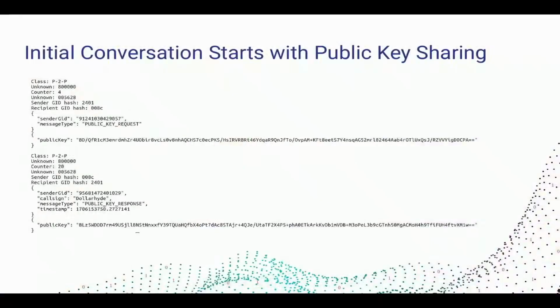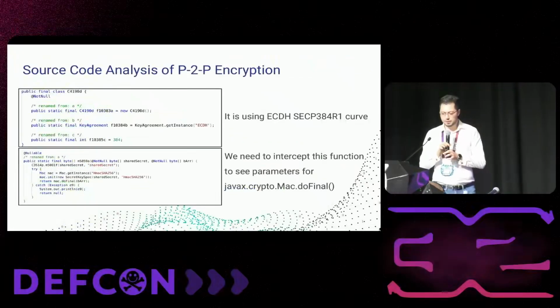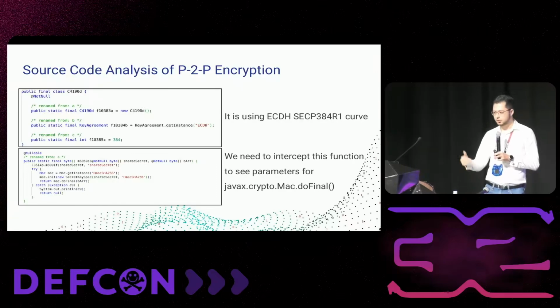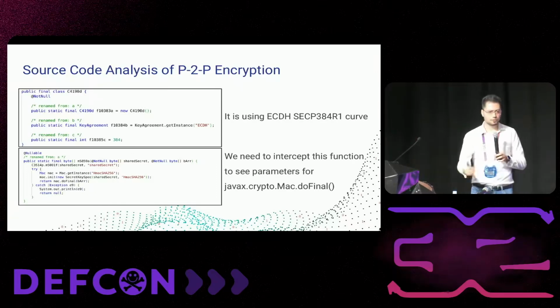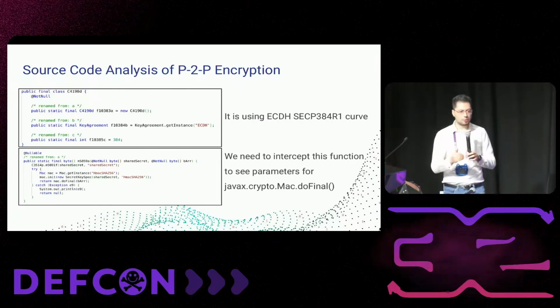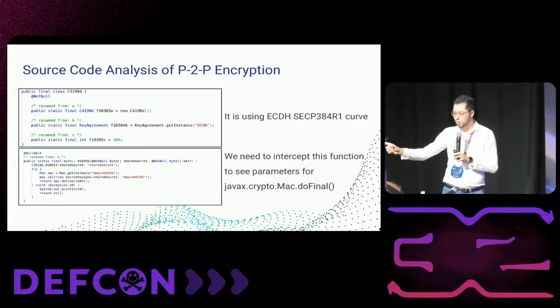So the initial conversation starts with public key sharing. Here we get the GIDs and the public keys, pretty cool. Then we get to the source code. We figured out that the public key and the private key are generated using the ECDH secp384r1 curve to generate the shared key. The shared key is used as the first input to HMAC SHA-256. The second input is not known here, so we could not figure out what the parameters are.